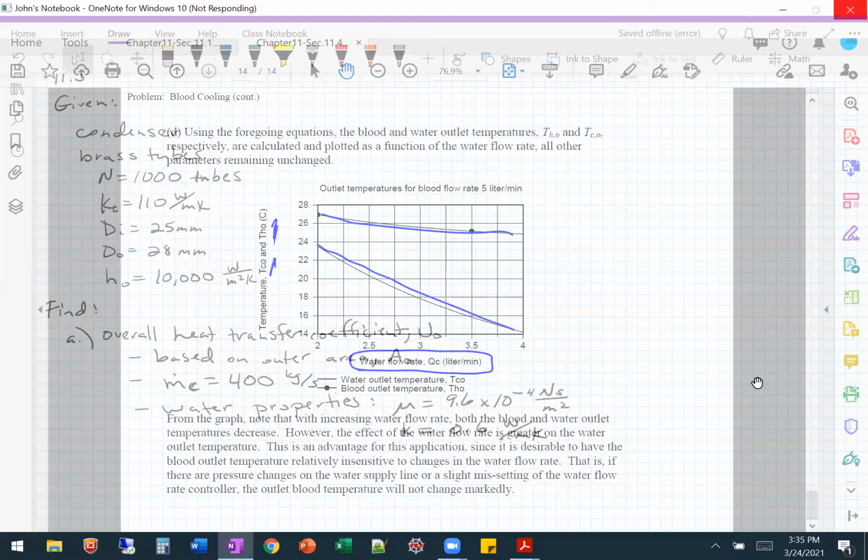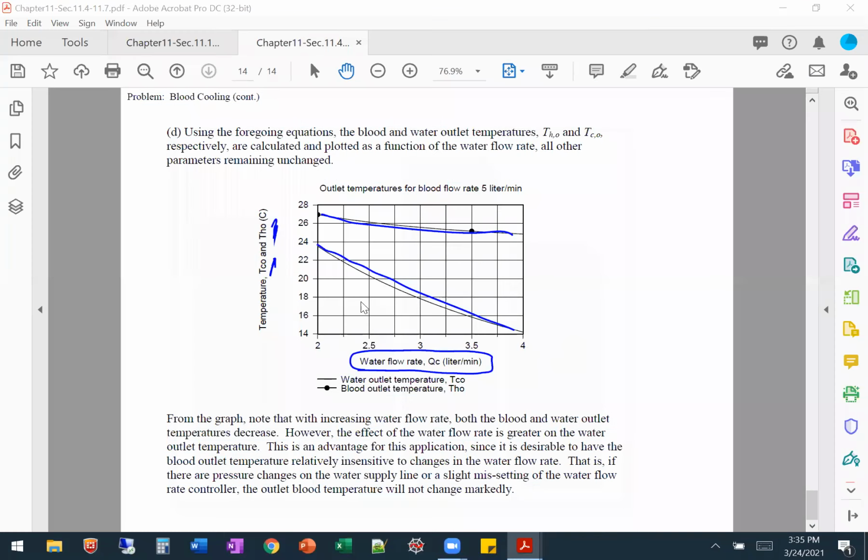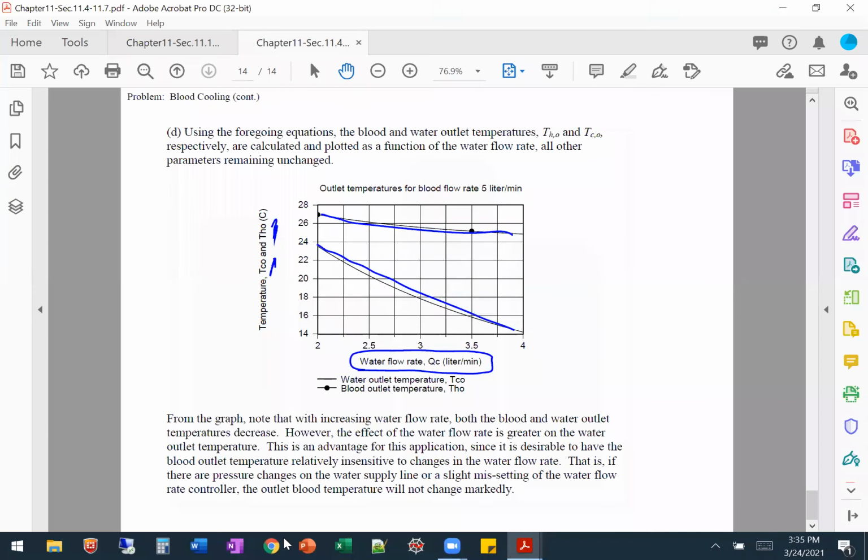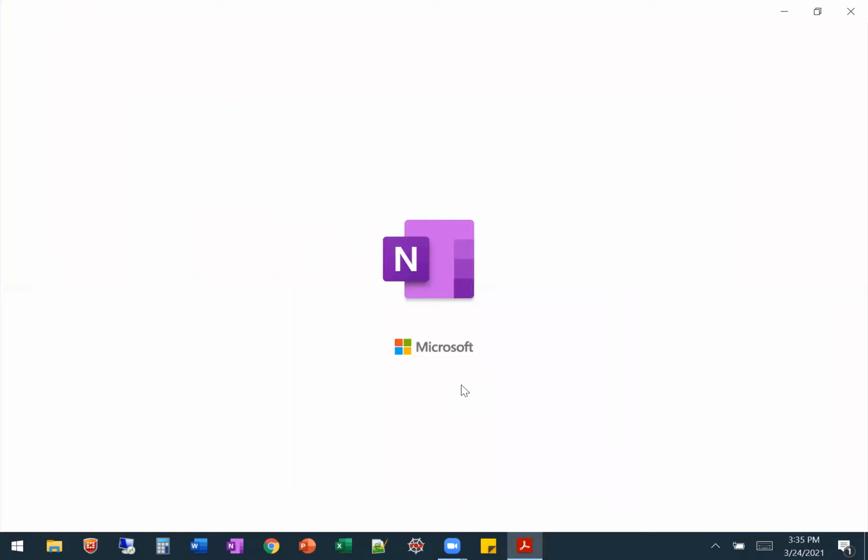Just crashed on me. Sorry about that. We got to wait for Microsoft Notes to load up again.